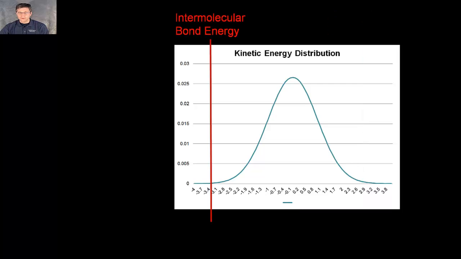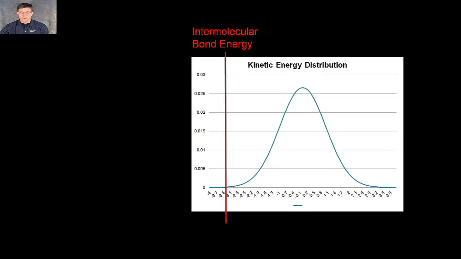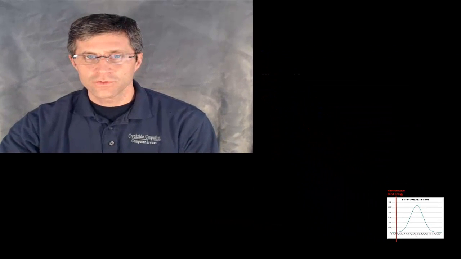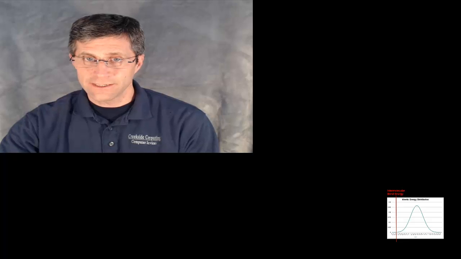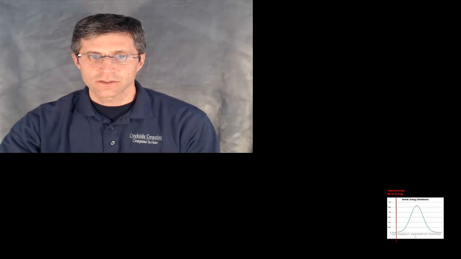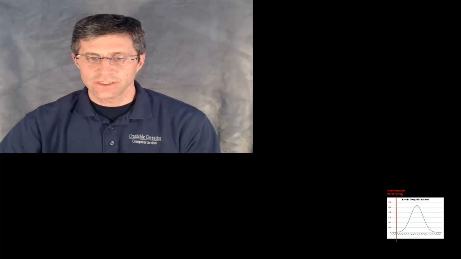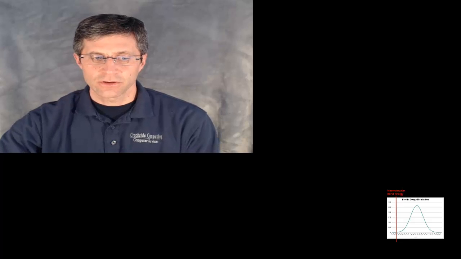Conversely, when we have an intermolecular bond energy that is much less than the kinetic energy, this breaks all of these bonds, and we end up with something that's a gas. And a liquid is going to be something in between. So our view of kinetic energy or temperature and state can be based upon the interaction between the kinetic energy and intermolecular bond strength.